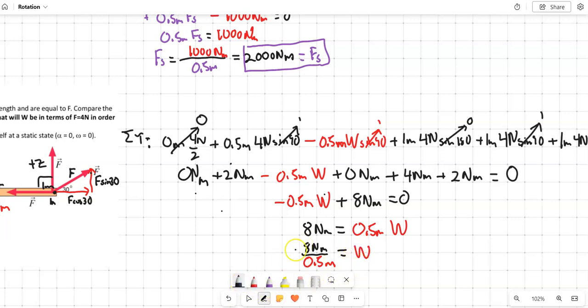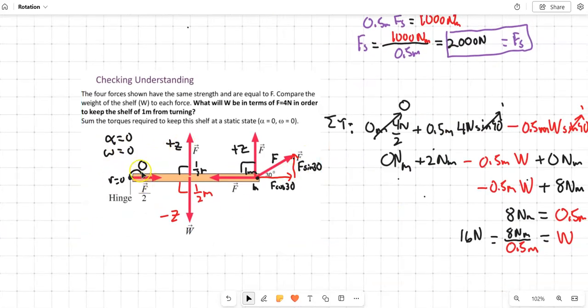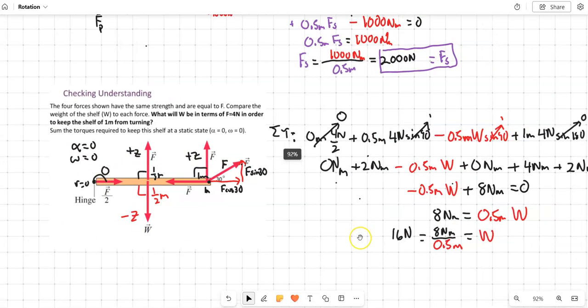So this is going to be equal to 8 divided by 0.5. That's going to be 16 newtons. Oh, you know what I just realized up here? That should be just 2,000 newtons. I don't know why I put 2,000 newton meters. We're just trying to determine the force. So this weight force here is just going to be 16 newtons. That's what it has to be in order to balance out all of these forces.